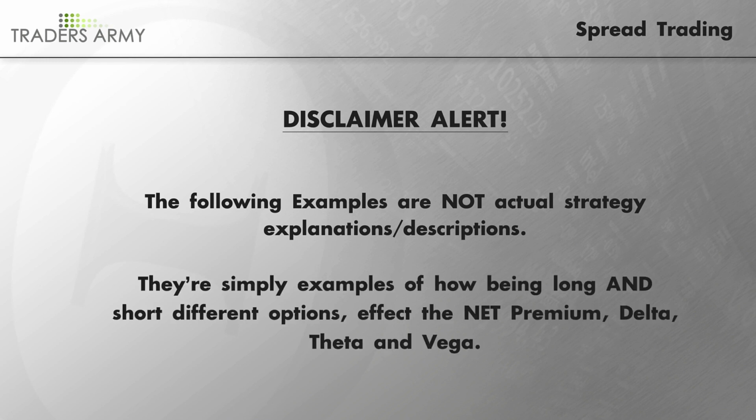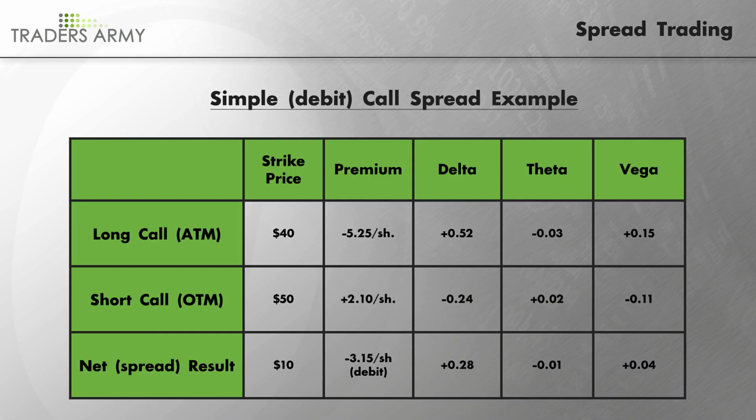This is simply going to be an example of how being both long and short on different options affects the net premium, the net delta position, the net theta, and the net vega when you combine two positions at once. So this is just a simple debit call spread example.